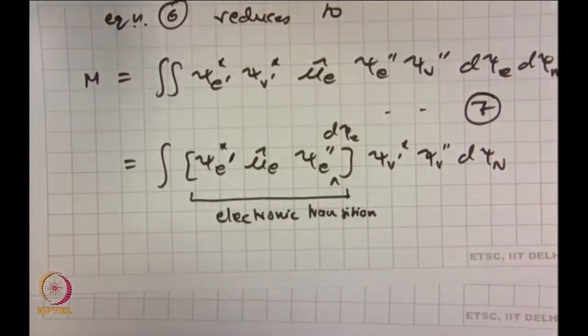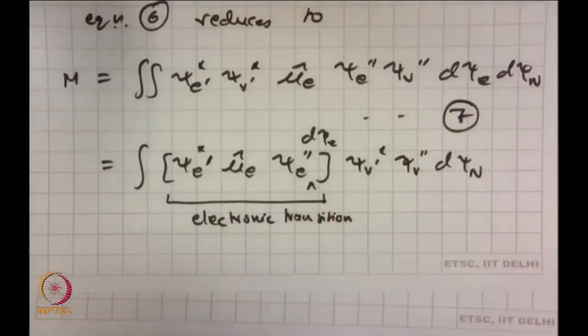Okay, this is your electronic transition. Now, what am I left with? I am left with two vibrational wave functions. One vibrational wave function belongs to the electronic ground state, the other belongs to the electronic excited state. Now tell me, this is an overlap actually, but would this be 0 or not?